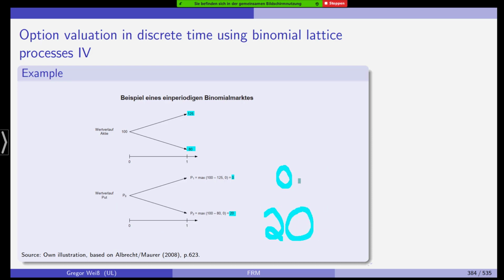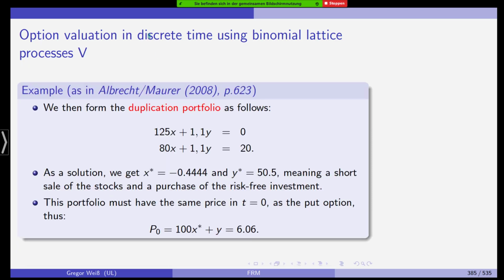And we need to replicate those using the risk-free rate and the stock. Very simple. We need to set these portfolios equal to 0 and 20. We buy X times the stock, and we invest Y into the risk-free rate, and the risk-free rate pays 10%, so 1.1. And if we solve this system of linear equations, we get X star and Y star. And actually here there needs to be a star, obviously, above Y.